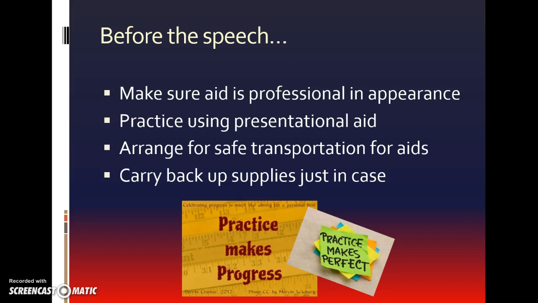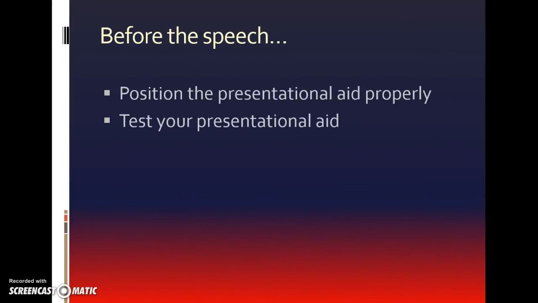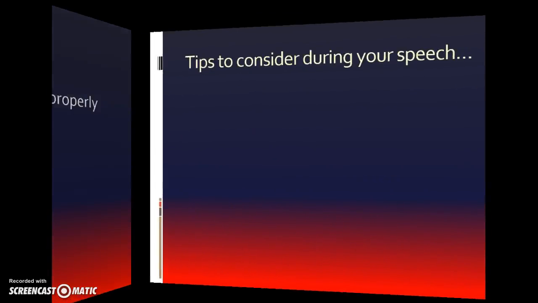Arrange for safe transportation for your aids. If you're bringing in something like a pumpkin or you're bringing in something like a sword, these things might need to be approved with public safety, and you may need to make sure that they get to the room with no problem. Carry backup supplies just in case. So if something goes wrong, do you have a plan B? Make sure you position the presentational aid properly. So it needs to be in front of the room, again, somewhere where everyone can see it. Test your presentational aid. You may want to do a run-through of your presentation with a small group of people, friends, family members, significant others, things like that, before you come into the class to give the presentation.